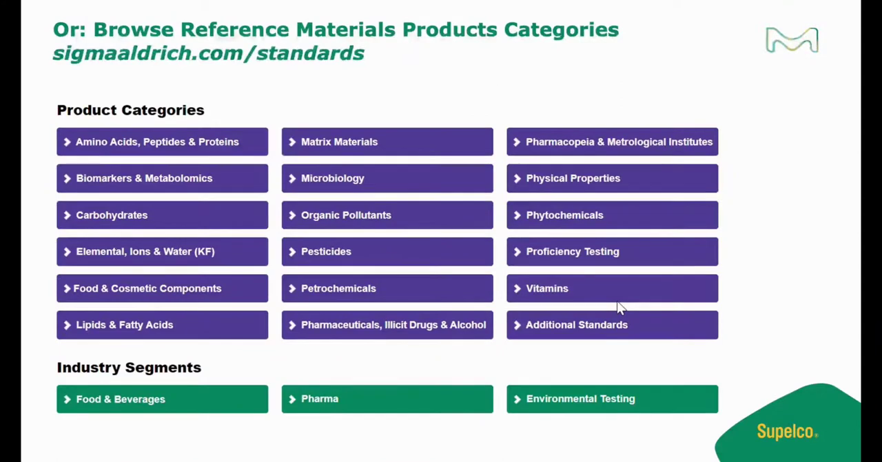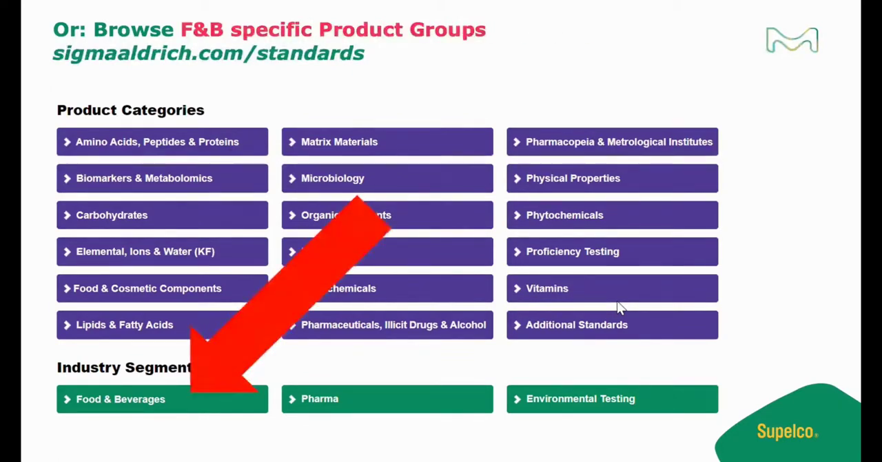Another possibility is to browse our product categories on the reference materials main page, Sigma-Aldrich.com/standards. A tip here: when you click on one of these categories and then on one of the subcategories, you can again refine your choice by defining quality grade or formats. To make it even easier for you, we also set up some segment-specific pages for food, pharma, and environmental testing. Here you will quickly find the relevant product groups and subpages for the corresponding testing segments.